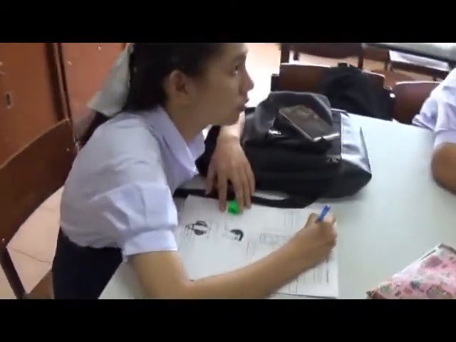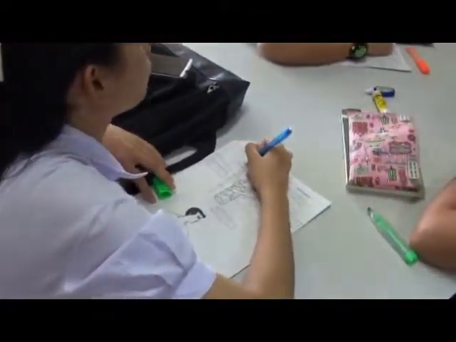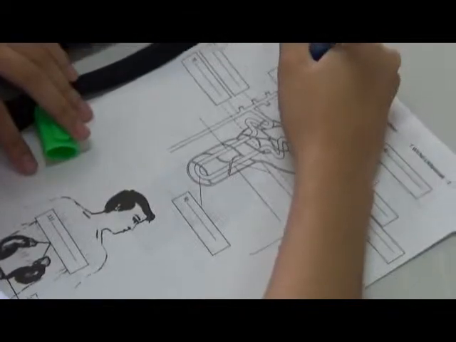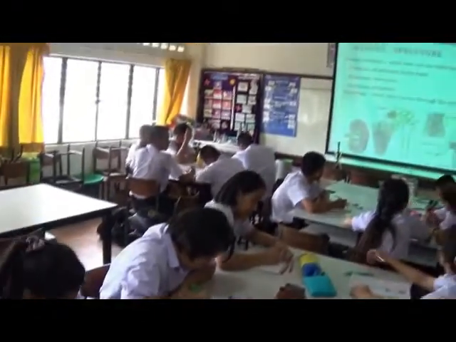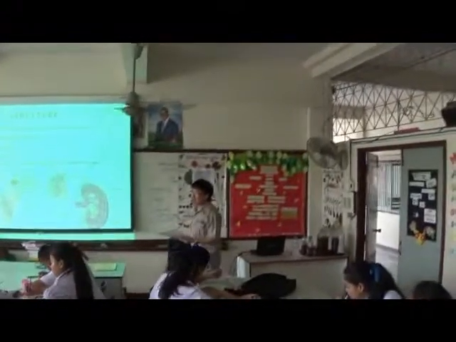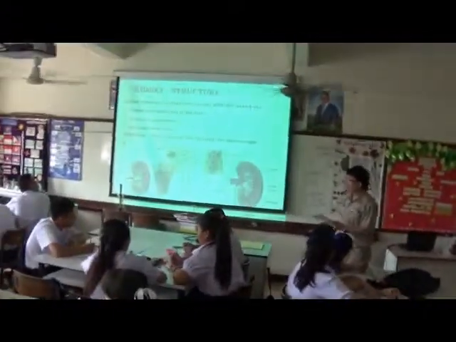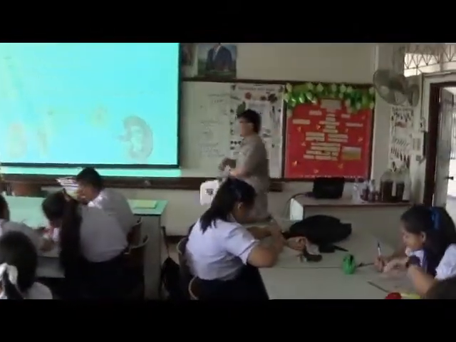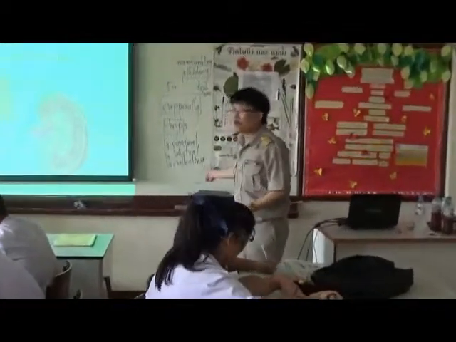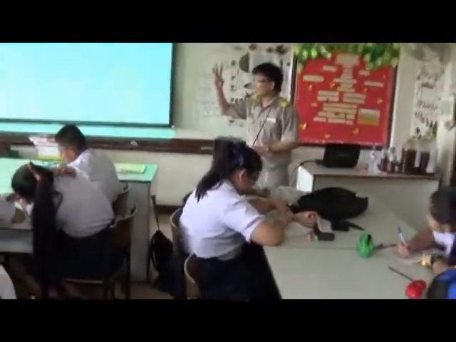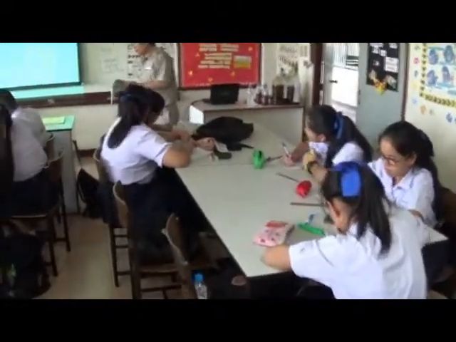The second. What's the type of tubule? Distal. Very good. That's the right answer. The right answer is distal tubule. The second is called distal tubule. The third is called collecting tubule. Very good. That's the right answer. Collecting tubule in the third.